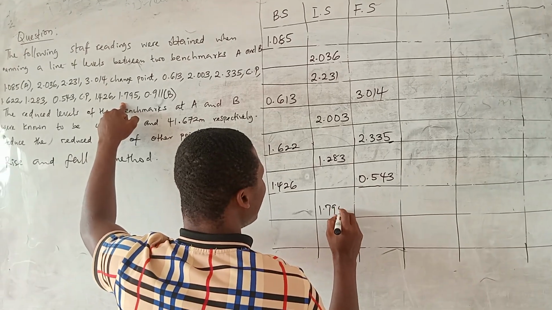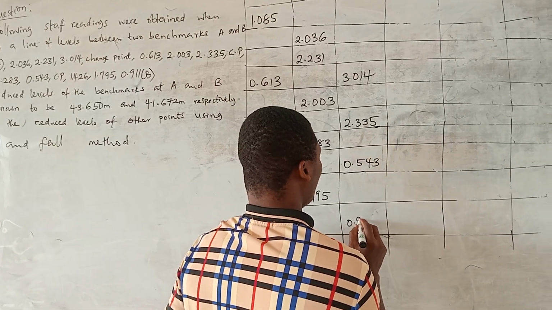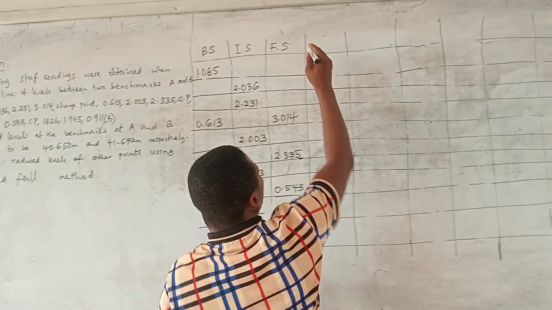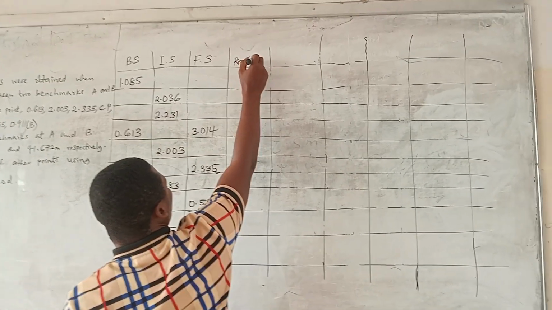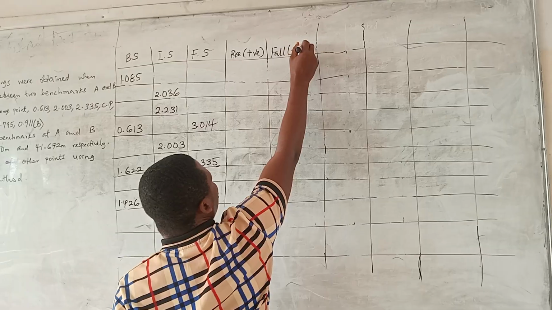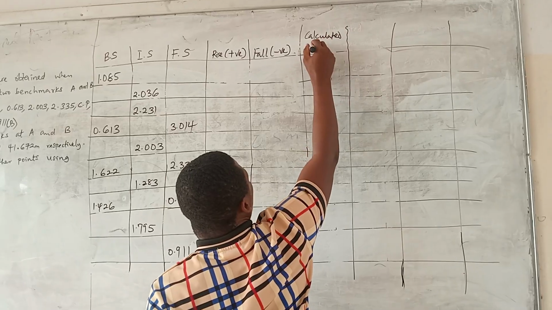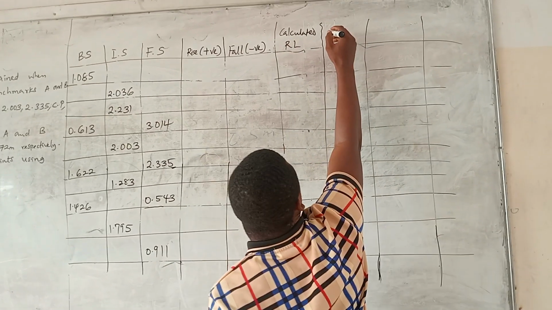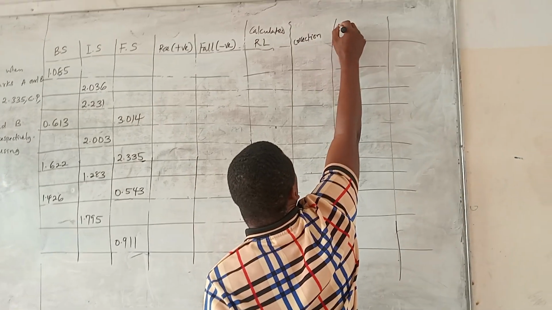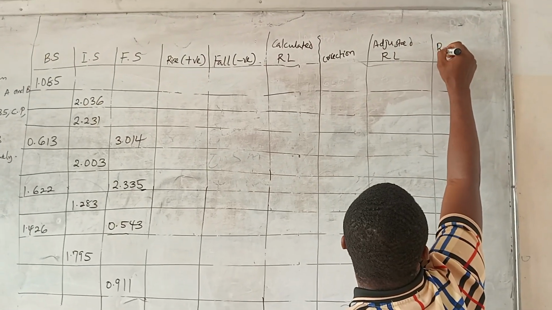And I told you earlier that the last reading on site is foresight, 0.911. Alright, so we are using the rise and fall method. After this, we have rise, which is positive, fall, which is negative. Then we have what we call calculated RL, which is reduced level. Then we have correction, and we have the adjusted reduced level here, followed by remarks.